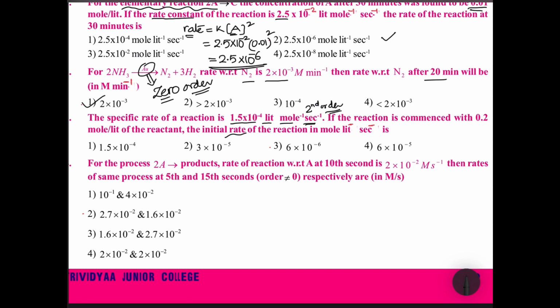When it is second order reaction, rate is equal to K into A to the power 2. It is asking initial rate. K value is given 1.5 × 10^-4 into initial concentration is given as 0.2, 0.2 whole square. So this will become 1.5 × 10^-4 into 0.2 into 0.2, which is nothing but 0.04. If you make it, it will come 6 × 10^-6.